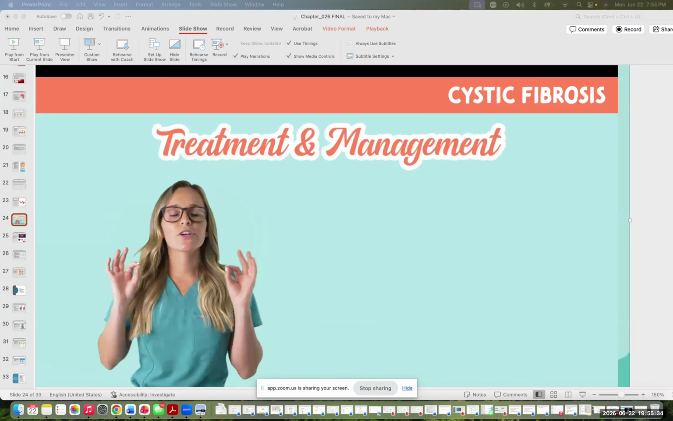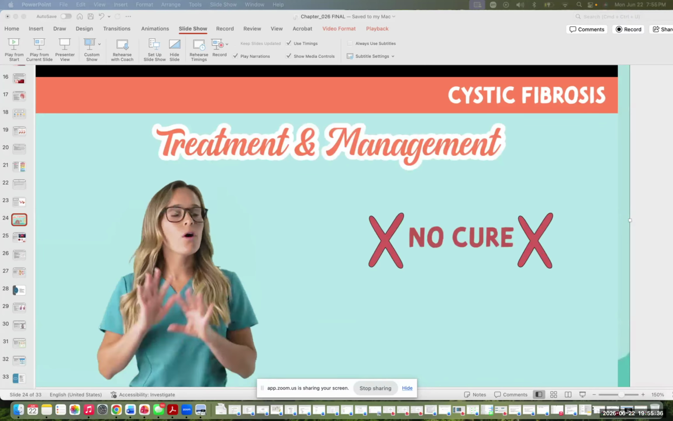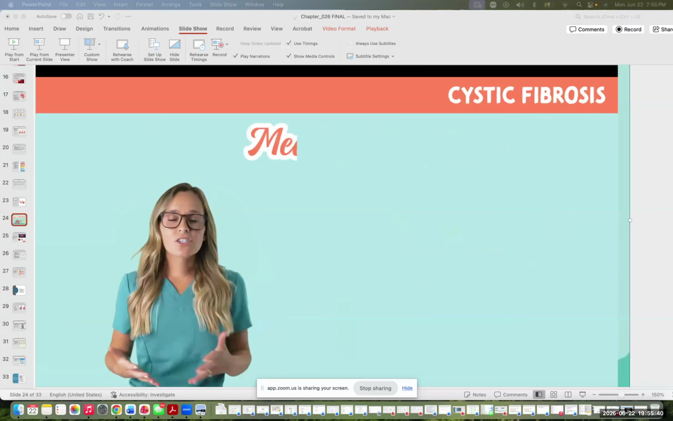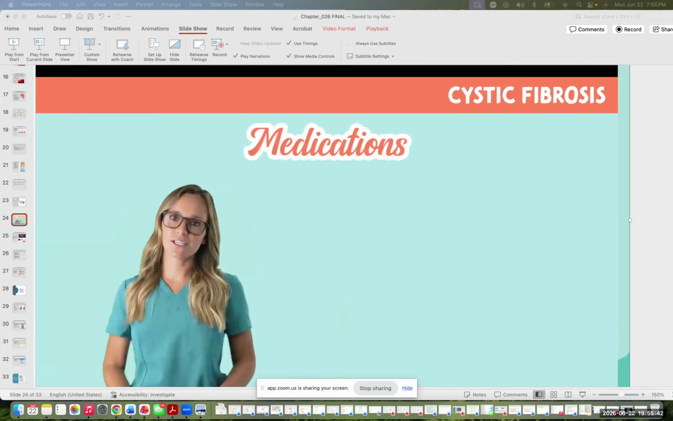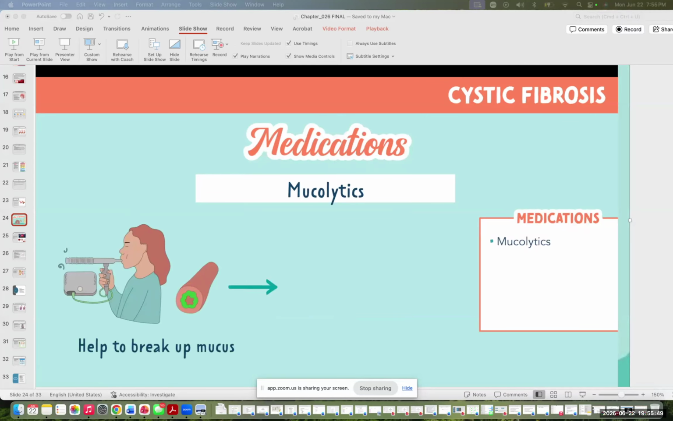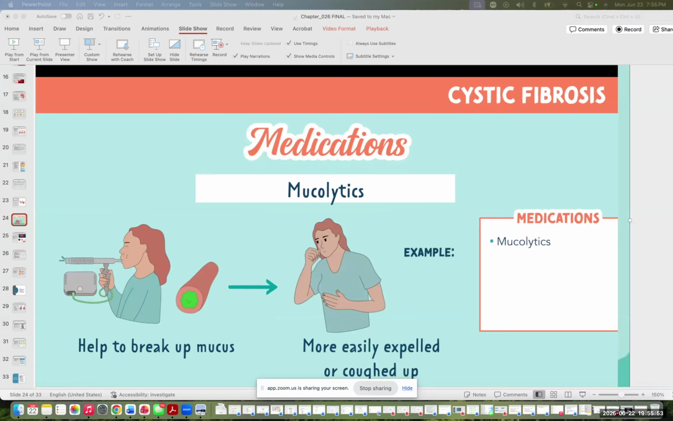It's important to know that there is no cure for this disease. All care is focused on management only. However, there are some medications to help make the disease more manageable. Mucolytics may be used in patients with CF. These drugs help to break up mucus so they can be more easily expelled or coughed up. A common example is Pulmozyme.